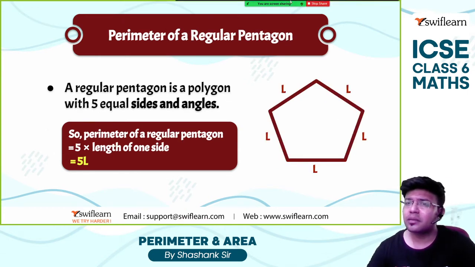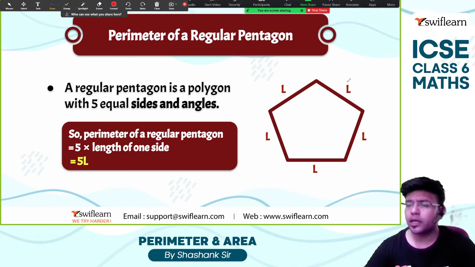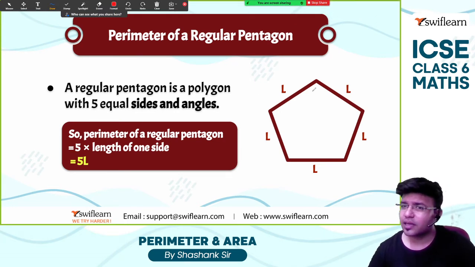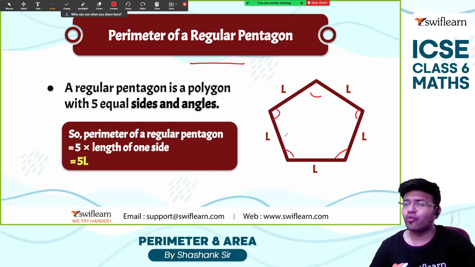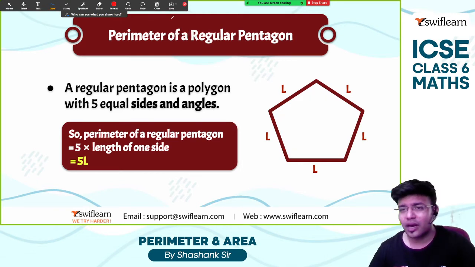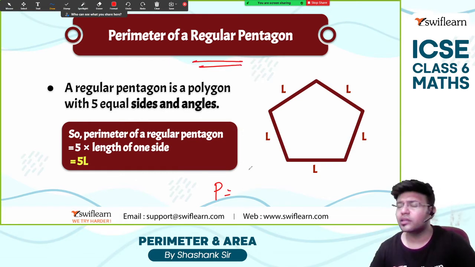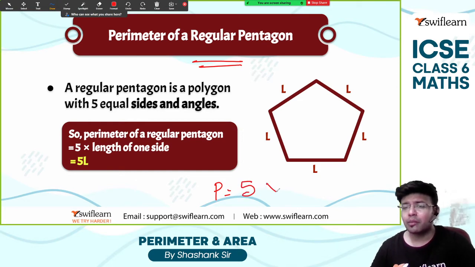Perimeter of a regular pentagon. In a pentagon, all the sides are equal. Regular pentagon means all the sides will be equal and all the interior angles also will be equal. We are not interested in angles for now. We are only interested in the length. If the word is regular, then all sides will be equal. If it is just a pentagon, it may vary. Penta means 5, so 5 times L.